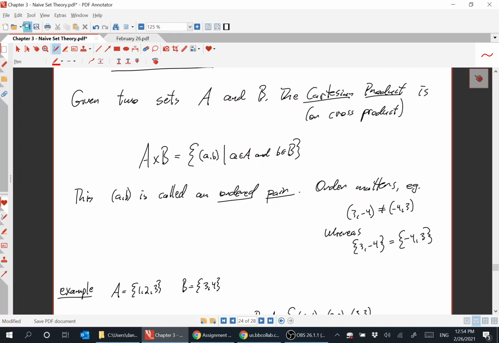With sets, order doesn't matter, right? So the pair (3, -4) is different than the pair (-4, 3), whereas the set {3, -4} is the same as the set containing {-4, 3}. So two different ideas there.